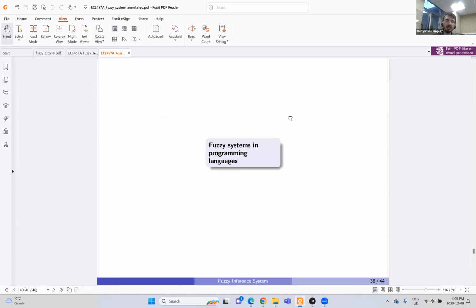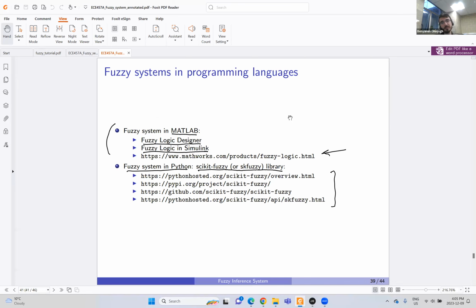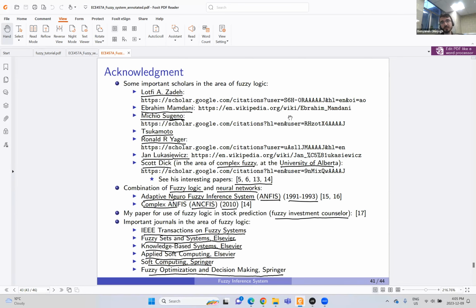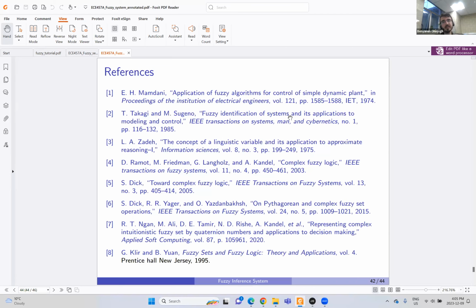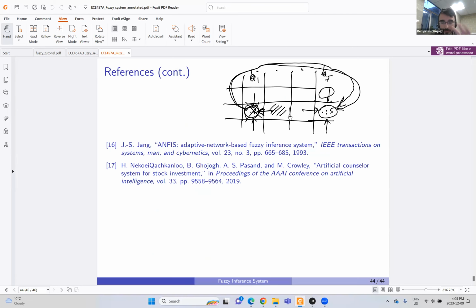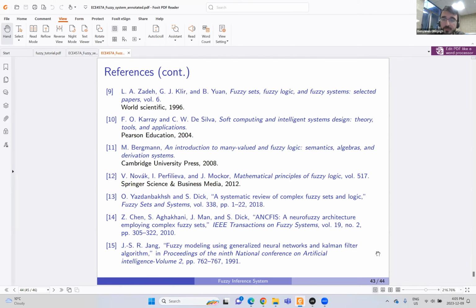logic, and fuzzy system in MATLAB and Python. And we talked about different things here, and these are the references. So this was what we talked about. Now let's go into some examples.